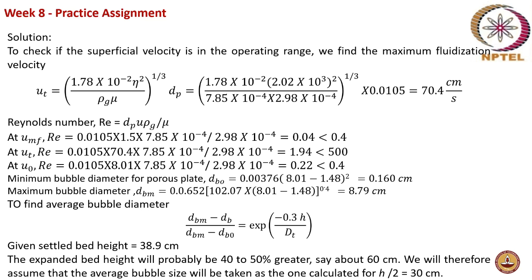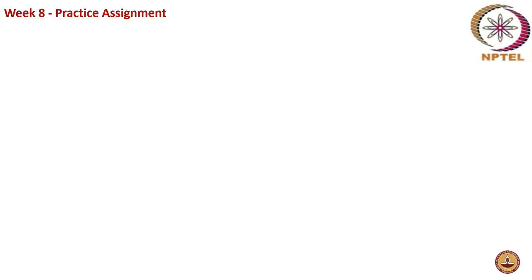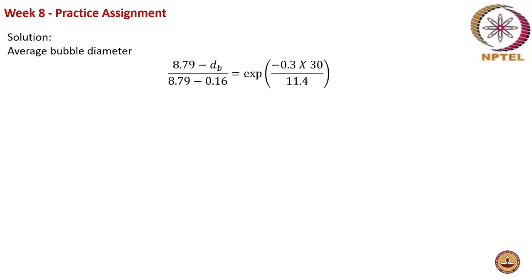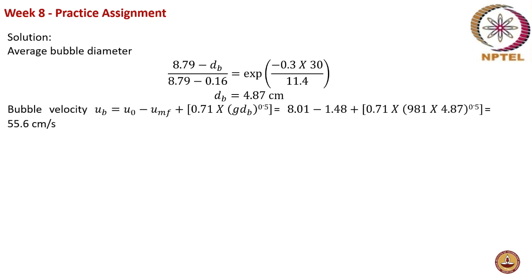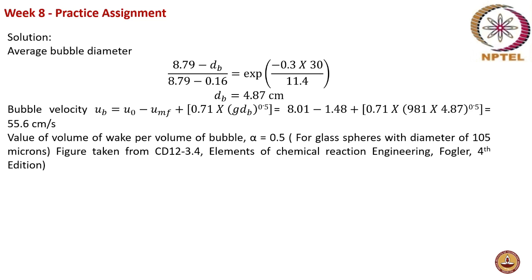Okay, this is very similar to the previous question, where also we assumed we have taken the height 50% of the total expanded bed height, and then found out the average bubble diameter. So substituting that, we get the average bubble diameter to be 4.87 centimeter. Now, substituting the value of this average bubble diameter into the bubble velocity expression, we end up with bubble velocity to be 55.6 centimeter per second.